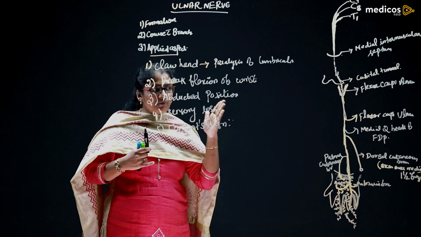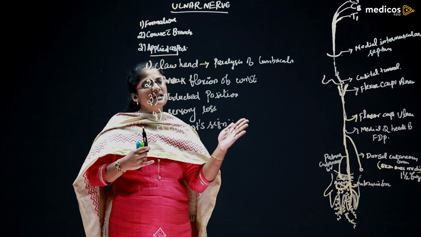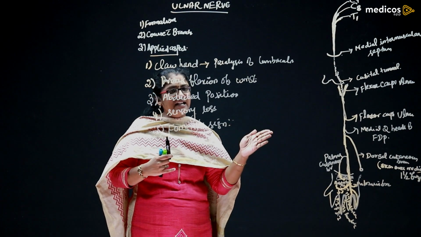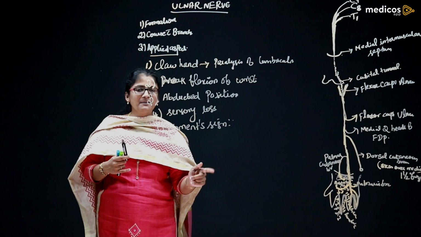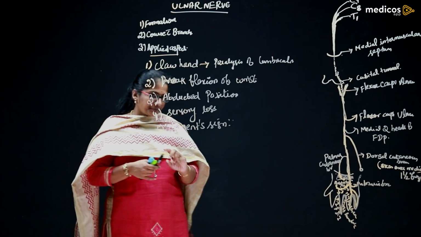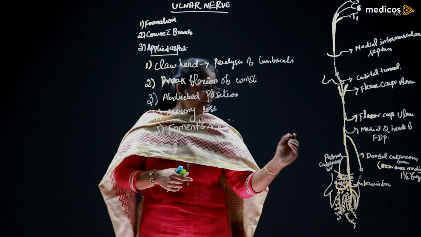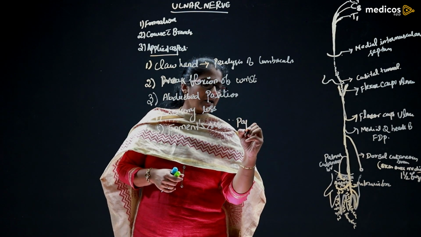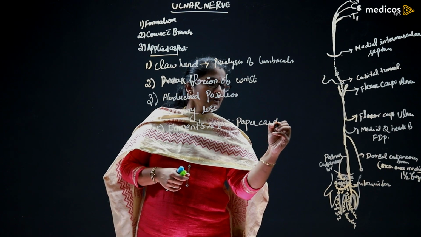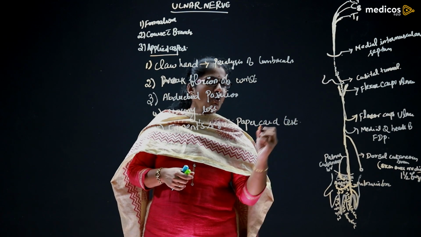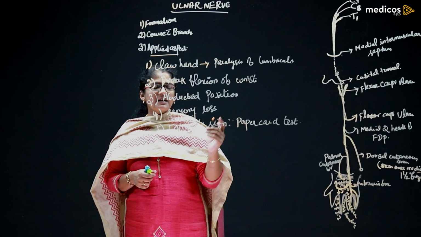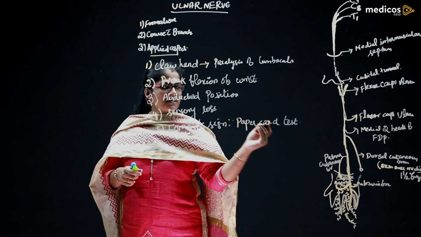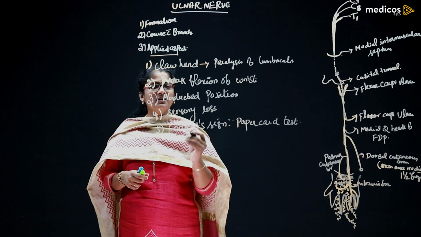So when he tries to hold the paper in place, he holds it by flexing, not by adducting, because the adductor muscle, which is supplied by the ulnar nerve, is weakened or paralyzed. So this is Froment's sign, also called the paper card test. Here the person tries to hold the paper between the thumb and the index finger by flexing, not by adducting, because the adductor pollicis, which is supplied by the deep branch of the ulnar nerve, is paralyzed.